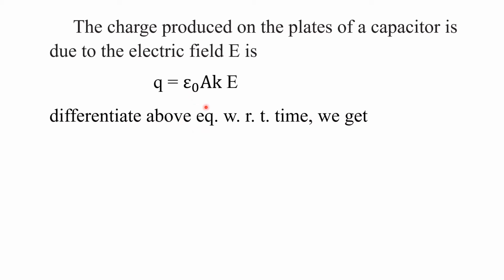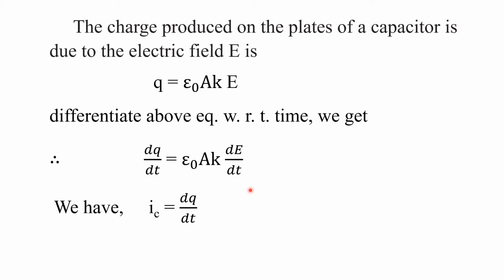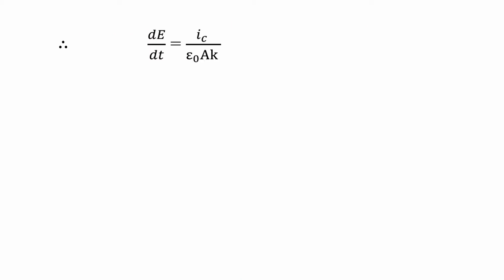Therefore, differentiating the above equation with respect to t, we get dq upon dt. Here epsilon 0 AK is constant and the electric field is variable, so we get dE upon dt. We have IC is equal to dq upon dt, the rate of flow of charge with respect to time, which is called current. This is conduction current. Therefore, IC is equal to epsilon 0 AK dE upon dt, equation number 1.